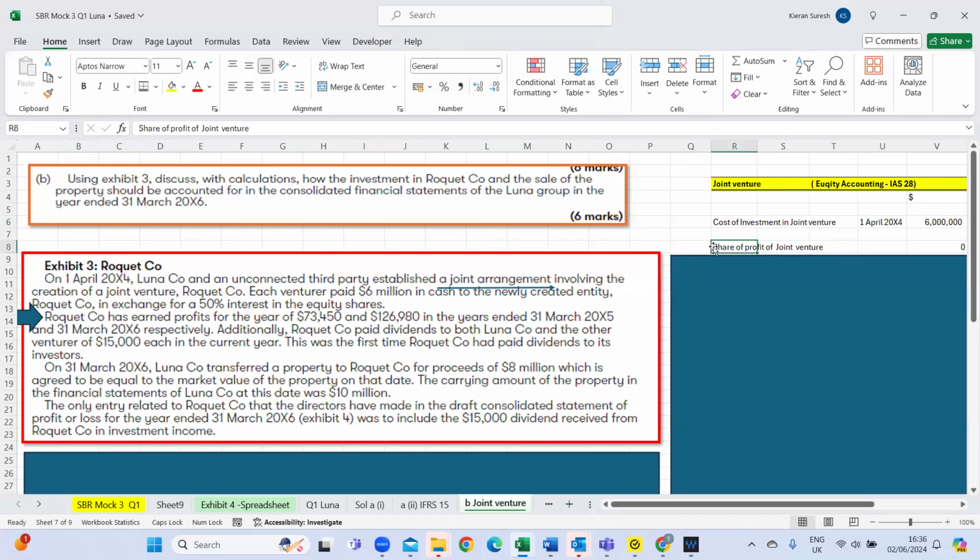Or the post-acquisition share of profits, right? Share of post-acquisition reserves or profit. Post means after purchasing. Share of post-acquisition profits of the joint venture. This is what I want to find. So how do I find this?